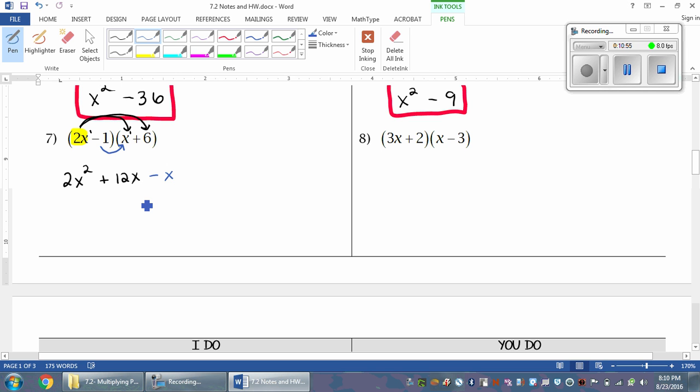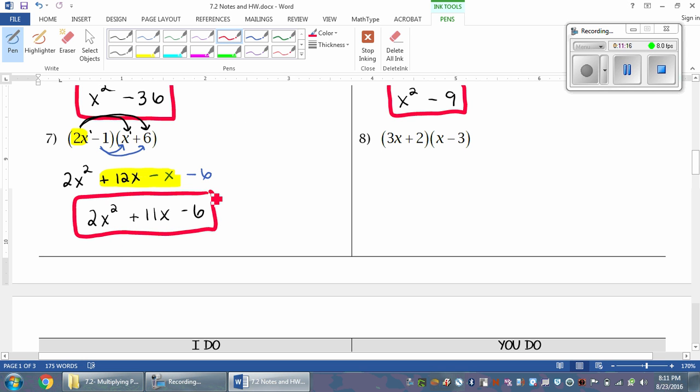I'm just going to write negative x. You can write that negative 1 there, though. Negative 1 times 6 is negative 6. And just like the previous problems, I'm going to go ahead and combine like terms. So if we drop down the 2x squared, 12x minus x is positive 11x. Drop down the negative 6. Please go ahead and pause the video and complete number 8.